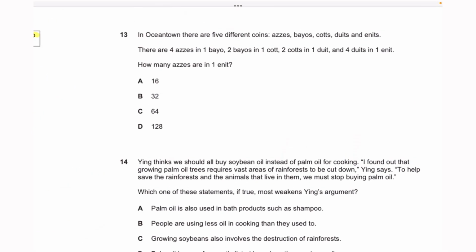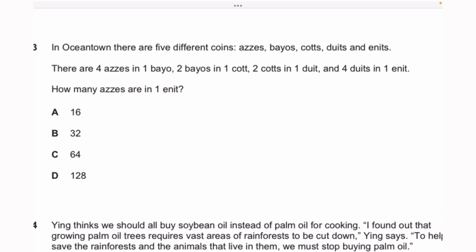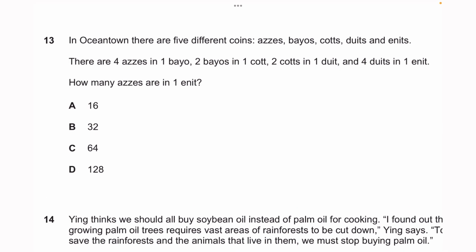Alright, moving on to question 13. So question 13 says this: in Ocean Town, there are 5 different coins. We've got Azes, Bayos, Cots, Dwits, and Anits. Now it says there are 4 Azes in 1 Bayo, 2 Bayos in 1 Cot, 2 Cots in 1 Dwit, and 4 Dwits in 1 Anit. How many Azes are in 1 Anit?